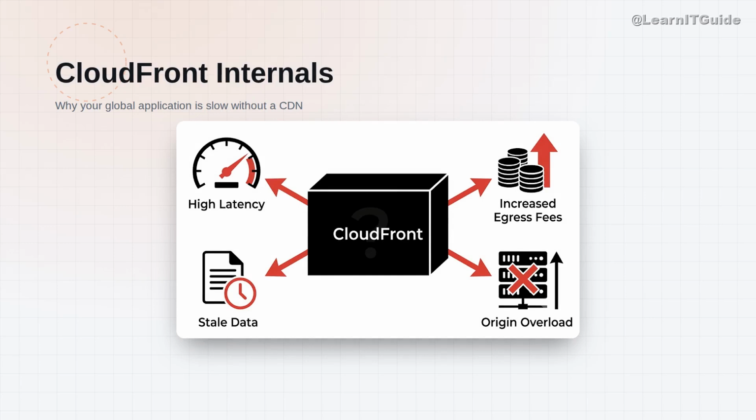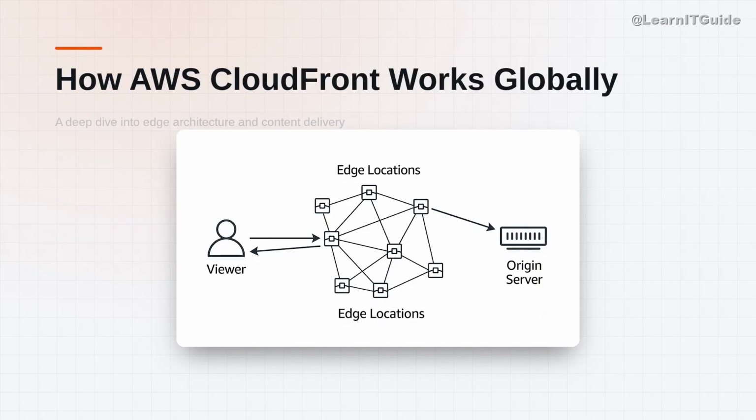Most engineers see it as a black box, but getting this wrong costs you in both latency and egress fees. Because a single misconfigured cache policy can either skyrocket your origin load or deliver stale data to your users worldwide. Let us break down the architecture that powers content delivery for millions of users.